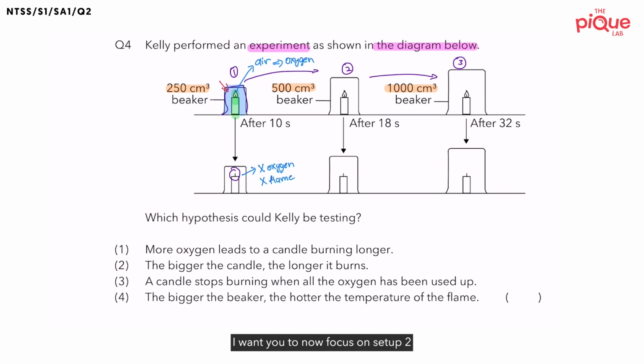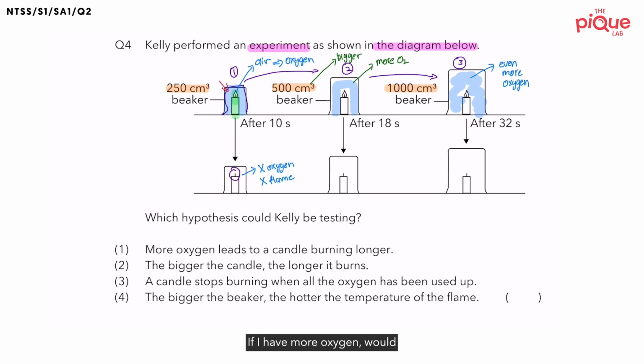I want you to now focus on setup 2. In setup 2, we see that Kelly used an even bigger beaker. And if the beaker is bigger, what does this tell you about the amount of oxygen within the beaker? We also have more oxygen. Similarly, if you take a look at setup number 3, we have an even bigger beaker. This means that we have even more oxygen.